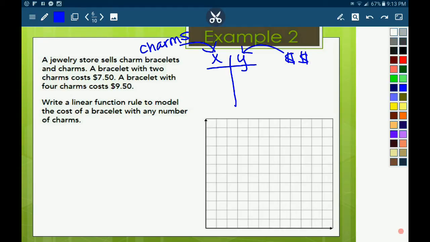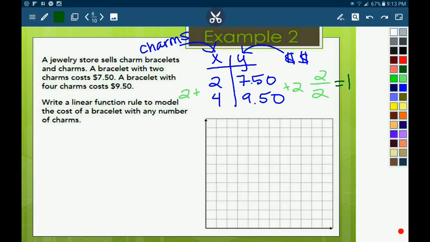So I have a bracelet with 2 charms is going to be $7.50, and a bracelet with 4 charms is going to be $9.50. So that's 2 points. I just set it up in a table instead of writing it as a coordinate pair. So I'm seeing my x's are changing by adding 2. My y's are changing by adding 2. Rise over run gives me that my slope is 1.